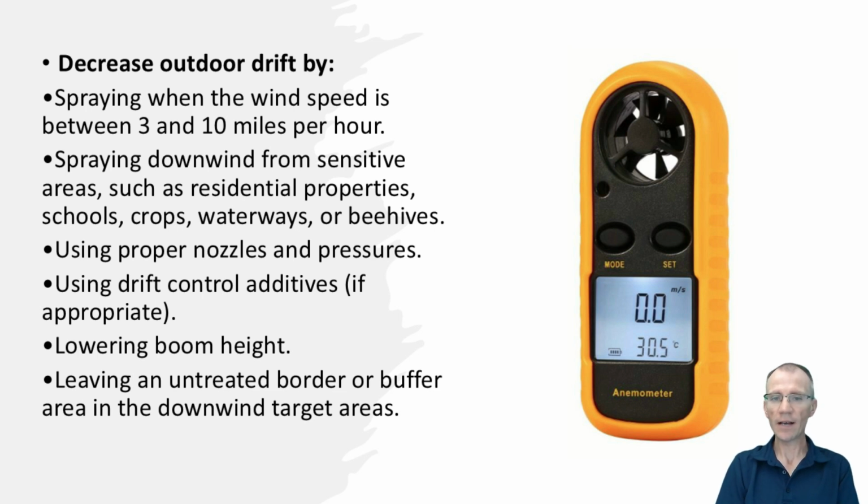We can decrease outdoor drift by spraying when the wind speed is between 3 and 10 miles per hour, spraying downwind from sensitive areas such as residential properties, schools, crops, waterways, or beehives, using proper nozzles and pressures, using drift control additives if appropriate, lowering boom height, leaving an untreated border or buffer area in the downwind target areas.